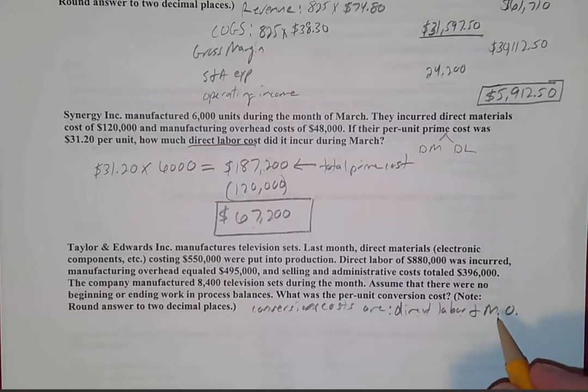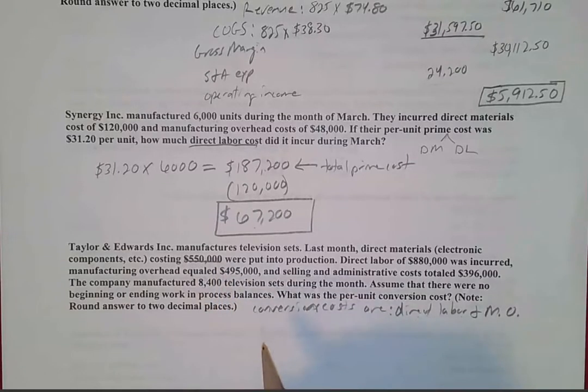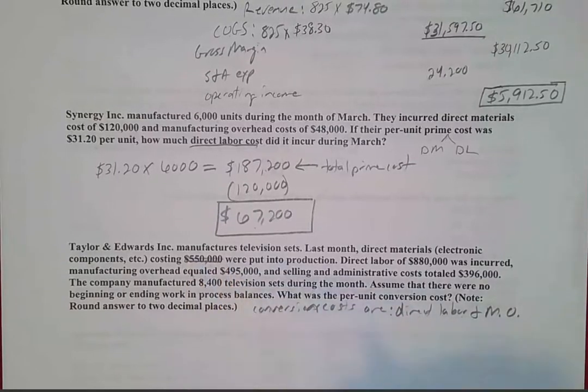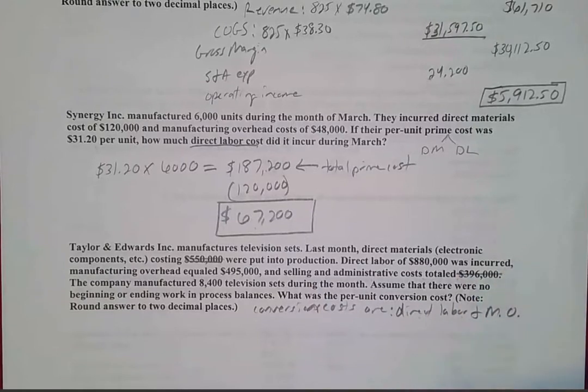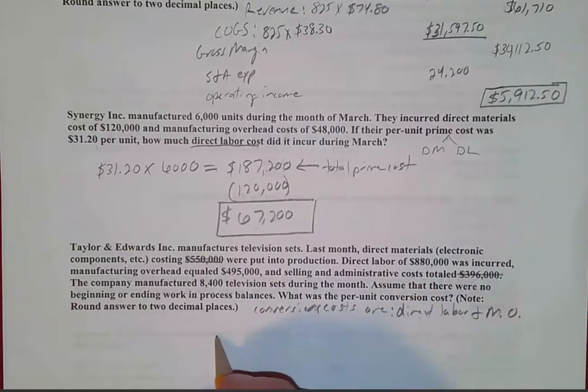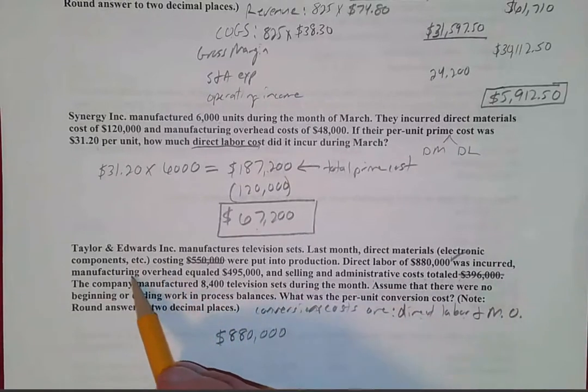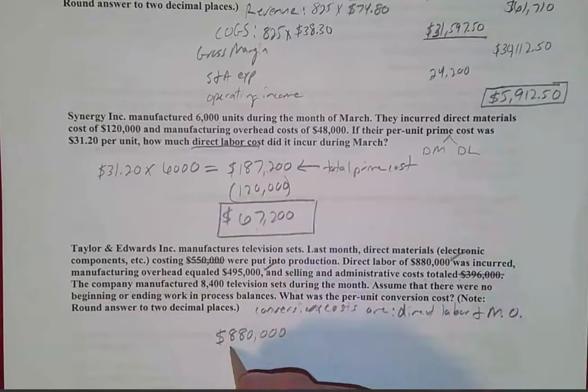So all we have to do, they've done most of the work for us. We can ignore direct materials of $550,000 because that's a prime cost only. We can also ignore selling and administrative costs of $396,000. We do not need those figures. However, we cannot ignore direct labor of $880,000, which is a conversion cost. So we're going to need that one. Put a little check mark by that. And we're going to need manufacturing overhead of $495,000.